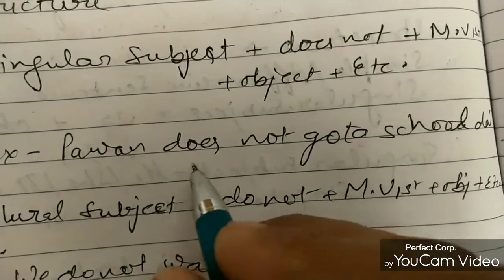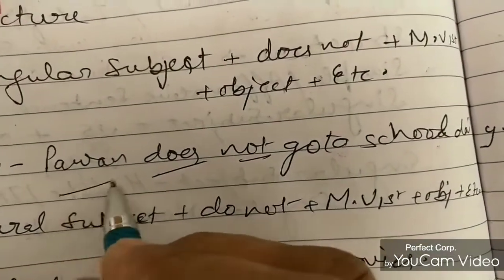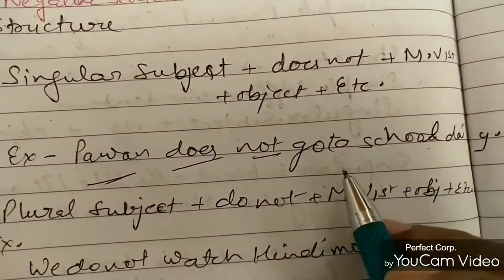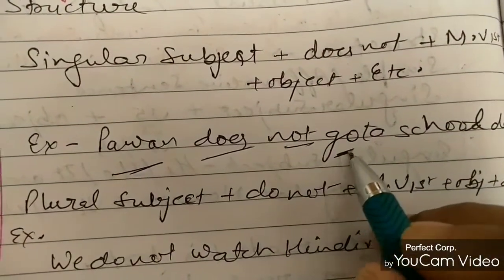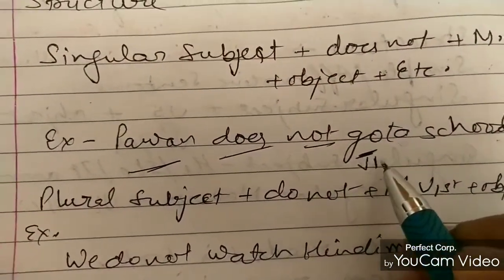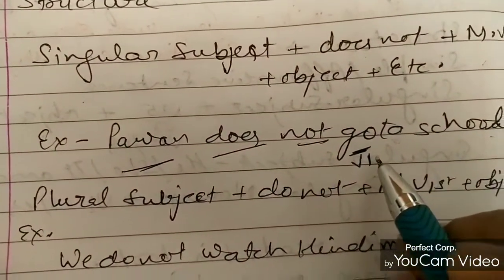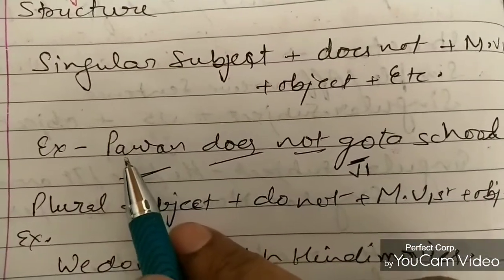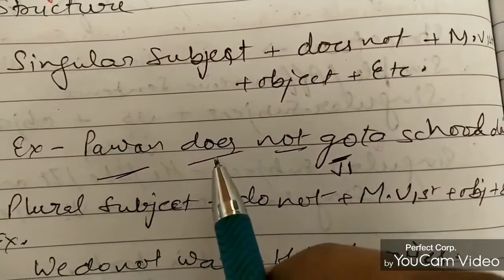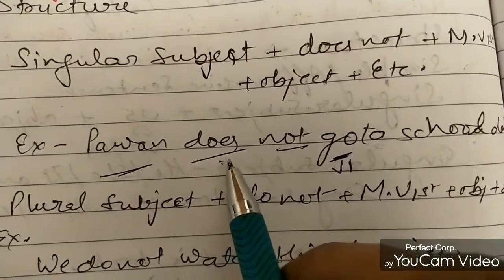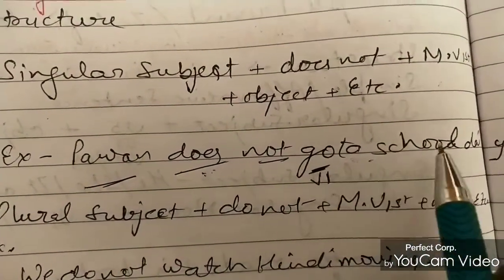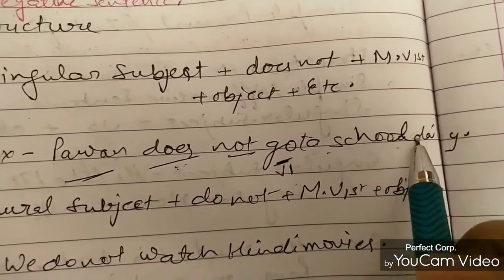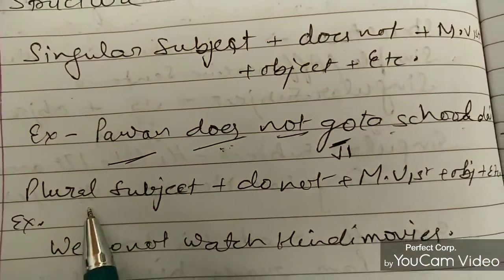What are we using? Does not, because Pawan is a singular noun. Go to, and here we are using the verb first form. Verb first form. Okay, no s or es. With Pawan, a singular noun, for a negative sentence in present indefinite we are using does not. Go to school daily.